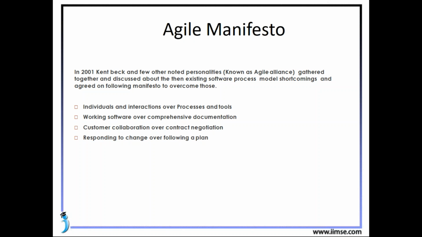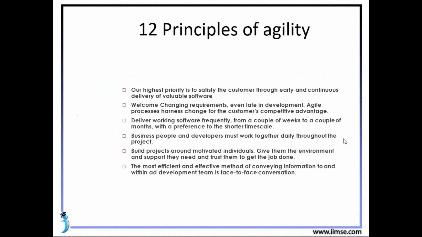So this, in fact, is the Agile Manifesto. On this Agile Manifesto, 12 principles of agility were made. Okay, I will not go through this very much in detail. That is more on the reading material.